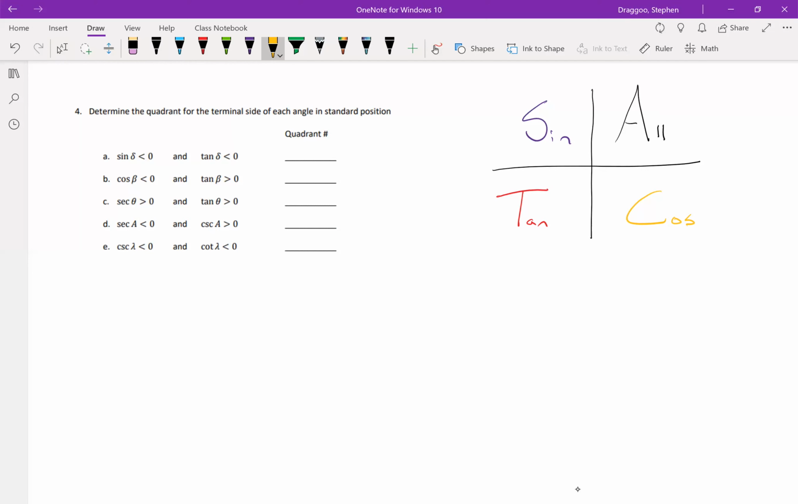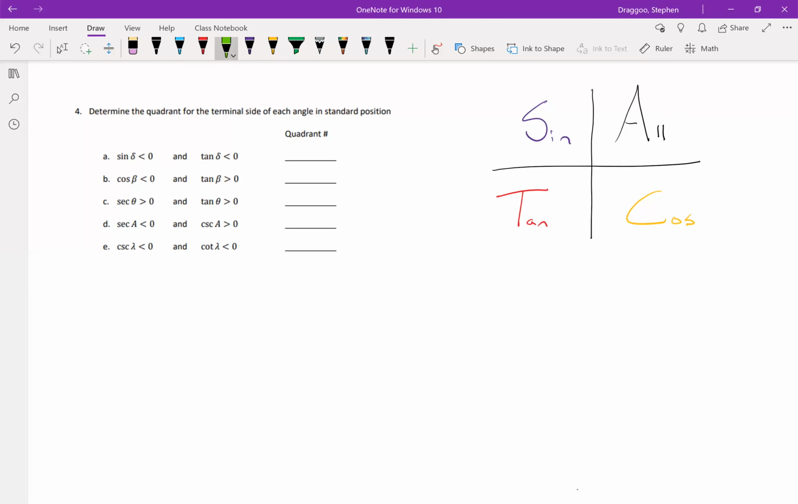Now, these positive and negative identities also apply to the reciprocals to each of sine, tangent, and cosine. So in quadrant 2, cosecant is positive in addition to sine. In quadrant 3, cotangent is positive in addition to tangent. And in quadrant 4, secant is positive in addition to cosine. So let's put all that into practice.